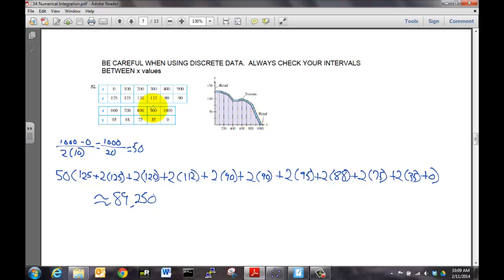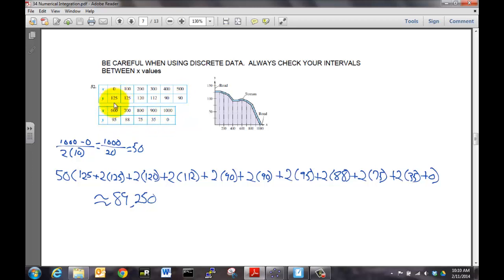10 trapezoids. So it's the rightmost x value, 1,000, minus the leftmost, 0, divided by 2 times 10, because we have 10 trapezoids. That gives us a value of 50. So that's what we're multiplying by on the outside. Remember, we expect to have 11 values on the inside of our parentheses. If we go up here quickly and count, we've got 1, 2, 3, 4, 5, 6, 7, 8, 9, 10, 11. So that's what we expected.